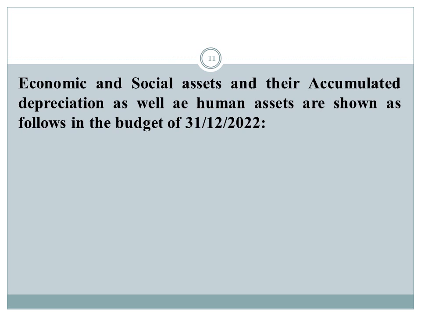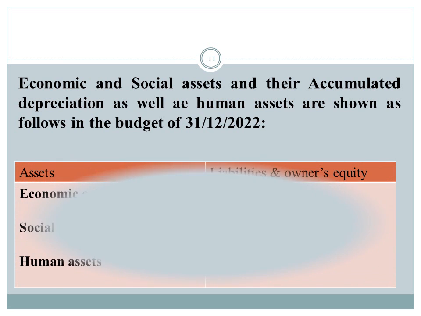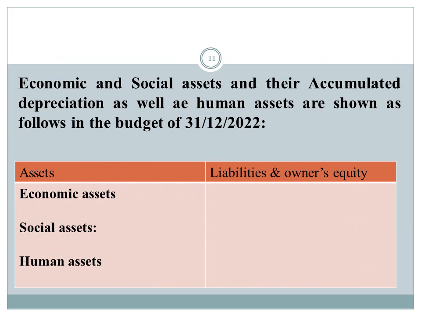Economic and social assets and their accumulated depreciation as well as human assets are shown as follows in the balance sheet on 31 December 2022. Assets on the left side, liabilities and owner's equity on the right side. Human assets are dispensed, so there isn't any amount for human assets on 31 December 2022.